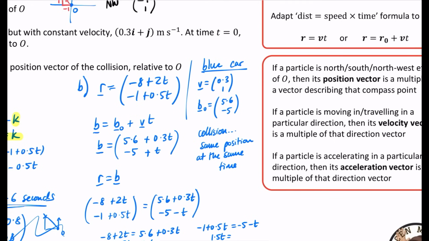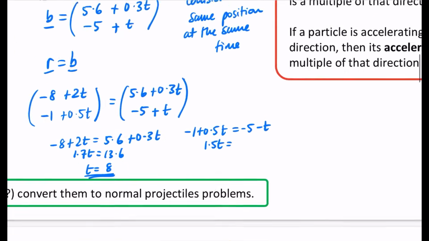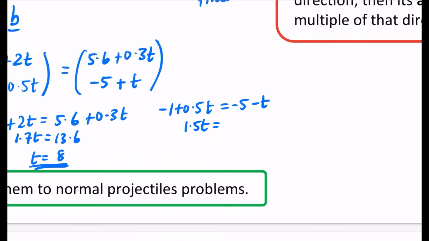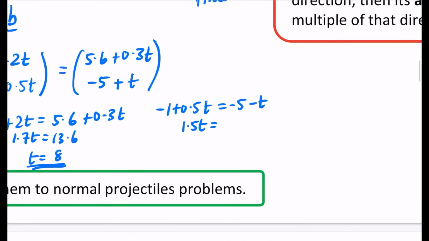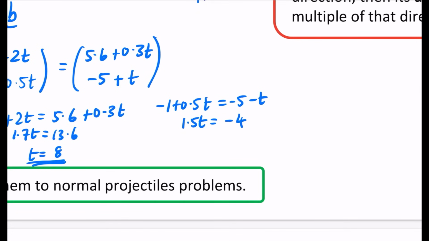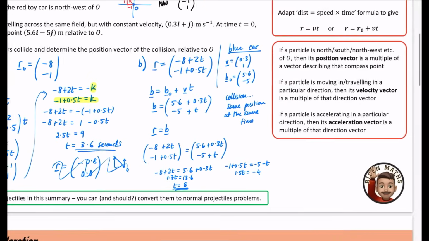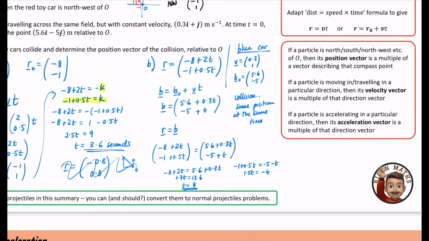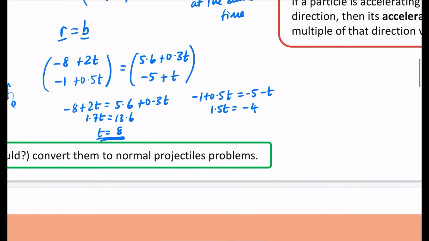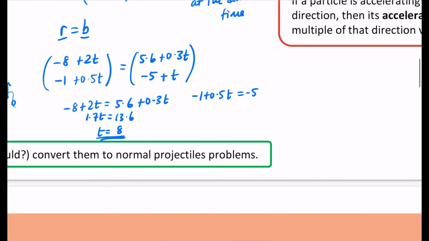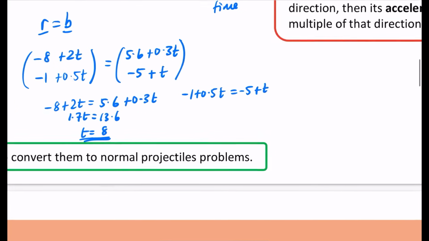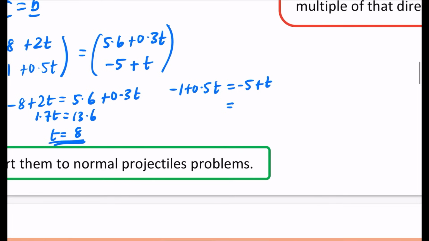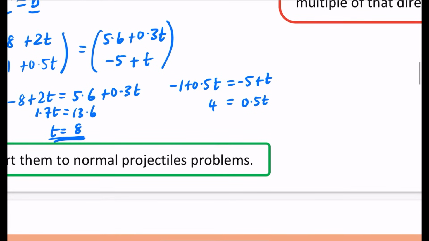So I'm just going to quickly go through and do this. And you can tell how I knew I'd got it wrong, because I was going to get that minus 1.5t was equal to minus 4, and I was not going to get the same time. And I know that they do actually collide. So it's good. I'm going to keep this in because I think it's useful for you to see how I know when I've made a mistake in a question. Okay, so I'm now going to subtract the 0.5t, so I get 0.5t, and I'll add the 5 to this side, so I get 4, so t is equal to 8.